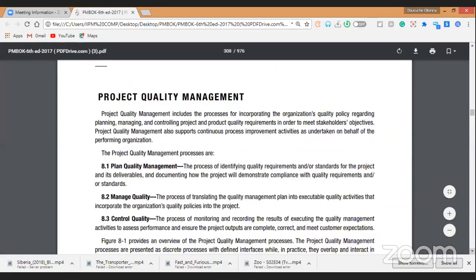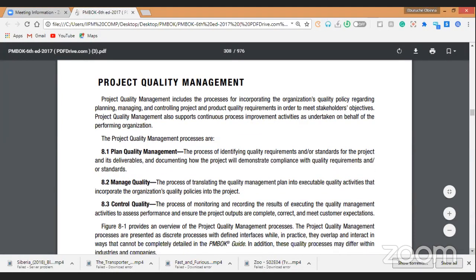And I trust we can all see the screen. Please, if you can see the screen clearly, help me type 22 in the chat room.